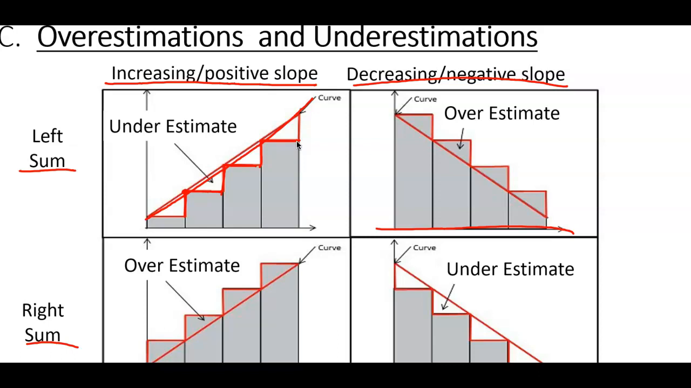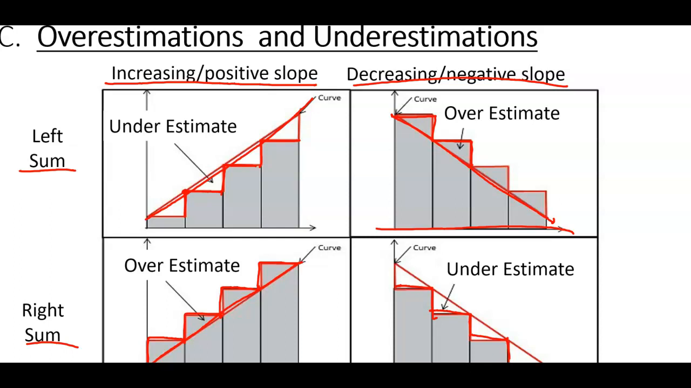If you do a right-handed sum with an increasing function, it'll be an overestimate. But everything gets reversed if you let the slope go downwards. So if I have a downward sloping function, then now a left-handed sum is an over, and a right-handed sum is an under. So it really depends on two criteria, the slope of your function and also what kind of sum you're doing, right or left-handed. So that's how your explanations would have to go too on the FRQ.